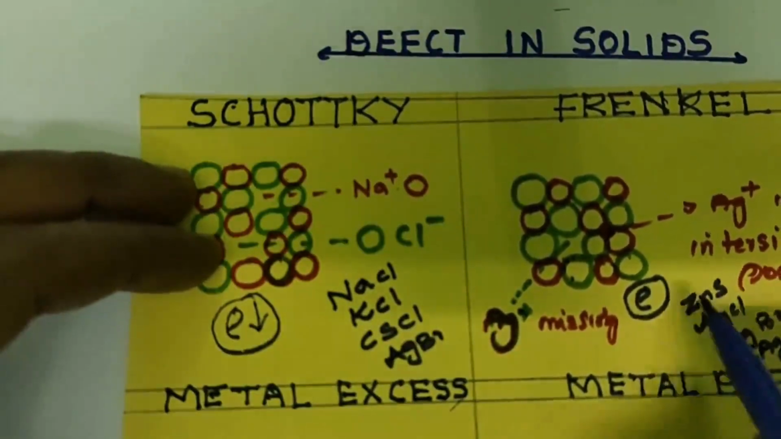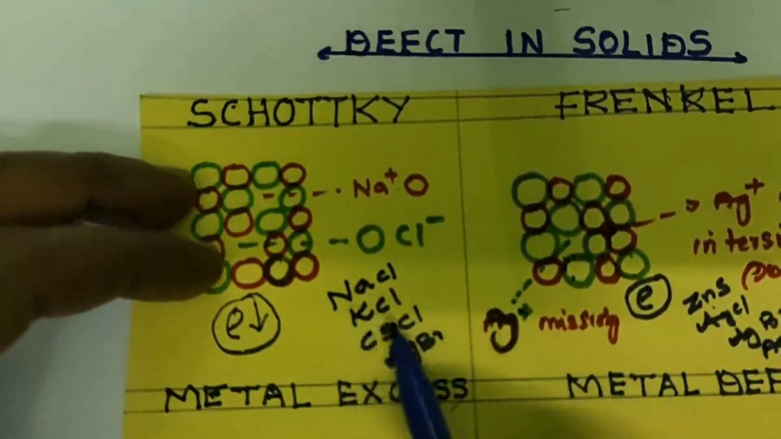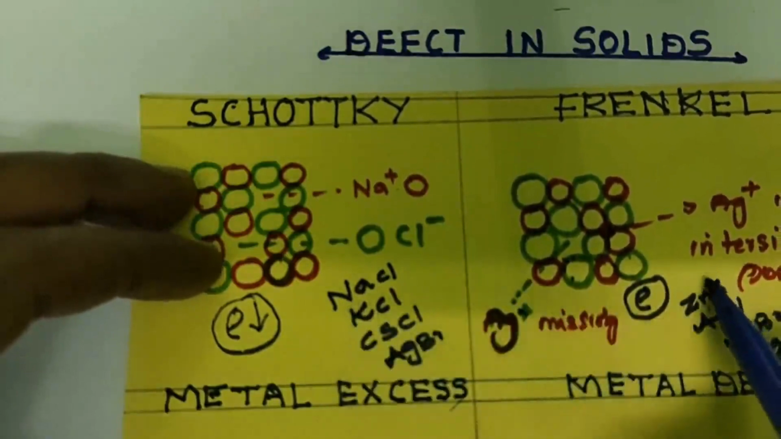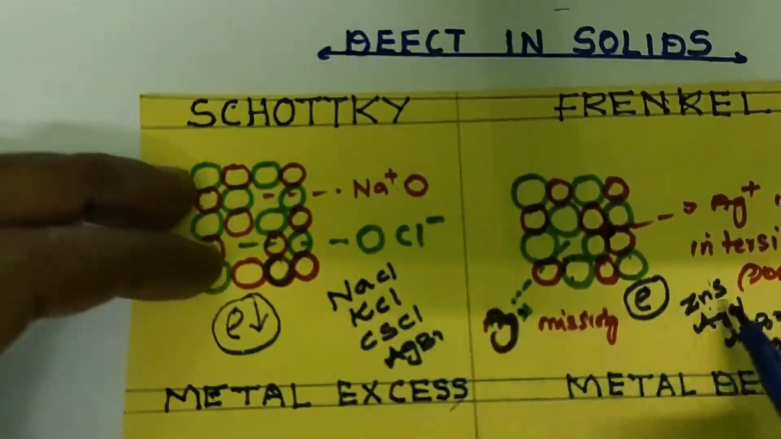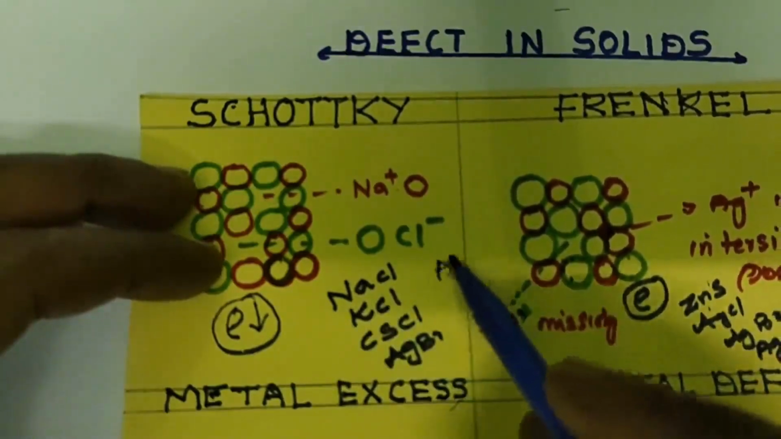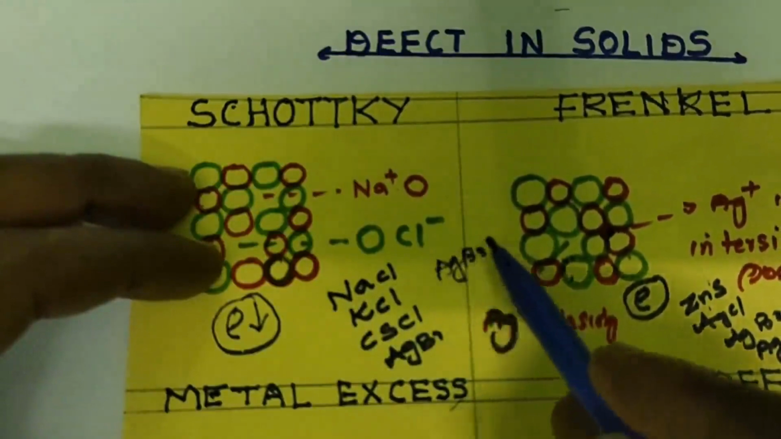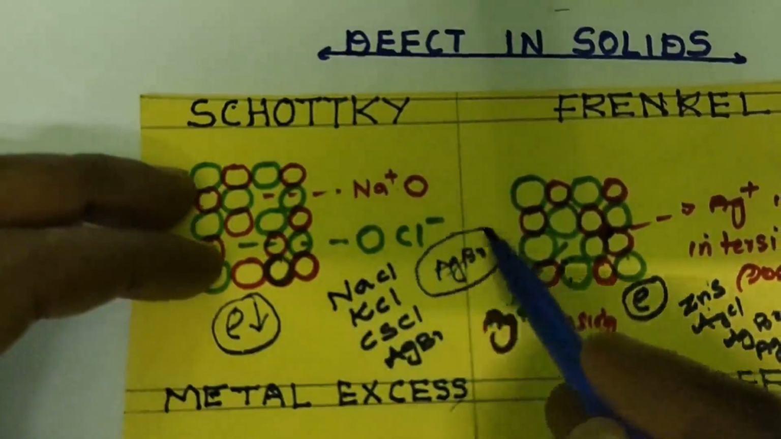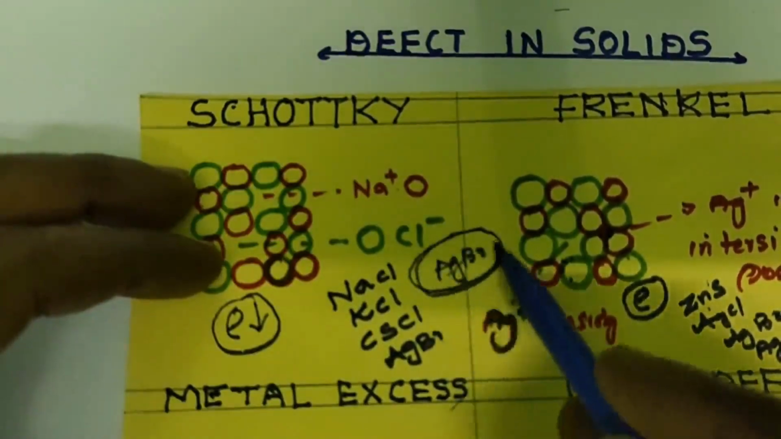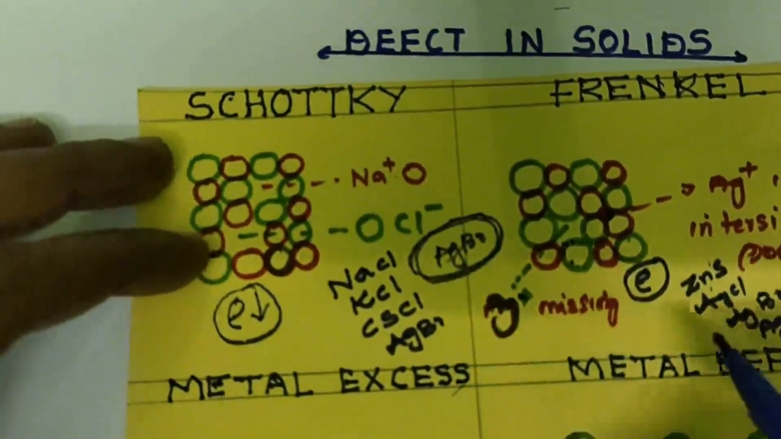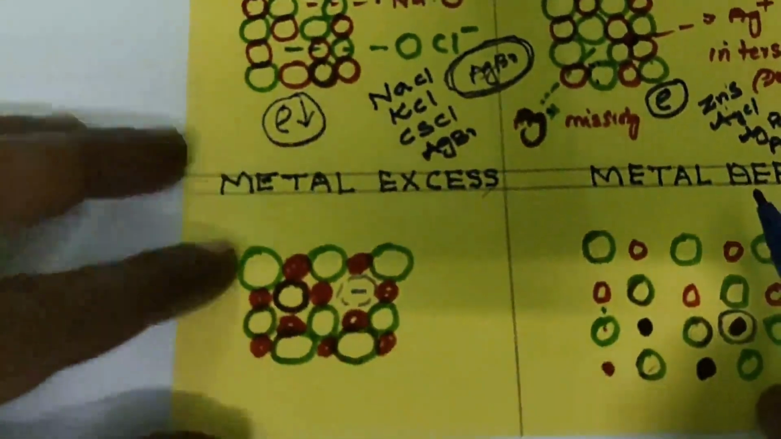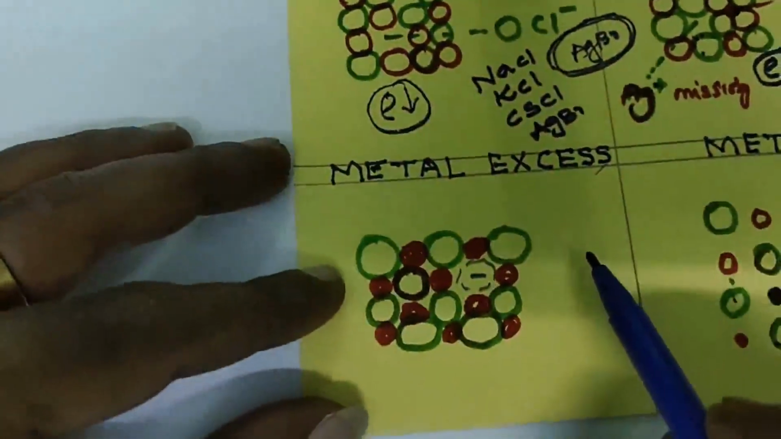Then a common example: a crystal which shows both Schottky and Frenkel defect is silver bromide. That is very, very important. Silver bromide shows both Schottky as well as Frenkel defect. Then the third type of defect is metal excess defect.